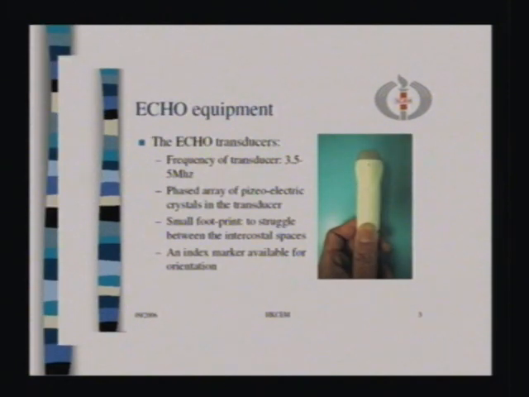So basically, let's start from the basics. What we need is the equipment, the echo transducer. The frequency of a cardiac transducer is 3.5 to 5 megahertz. It is a phased array of piezoelectric crystals in the transducer. It should have a small footprint because you have to work between intercostal spaces, and an index marker available for orientation.